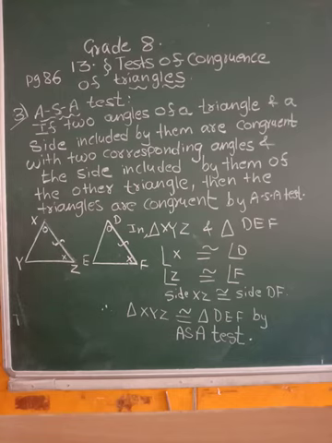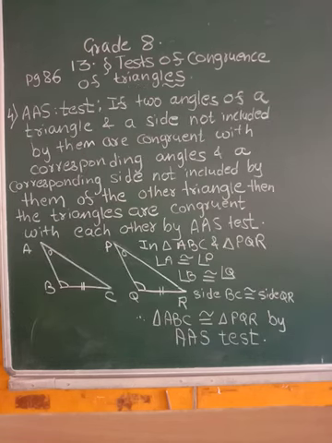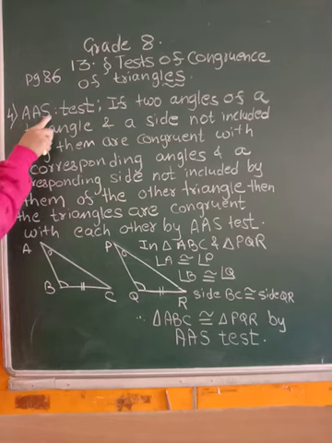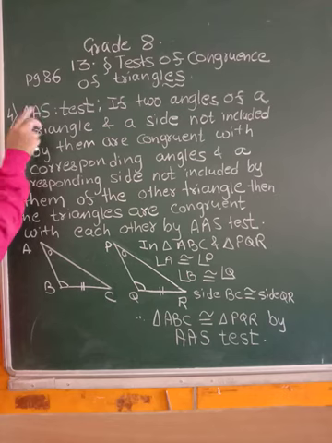Which was the first one we have said? We have seen the first one was SAS, second is SSS, and third is ASA. Now let's go for the fourth test, and that is the AAS test. Okay, the fourth test we will do now. Now let's go for another test, students. The name itself tells you. It is the AAS test. Two angles and one side.